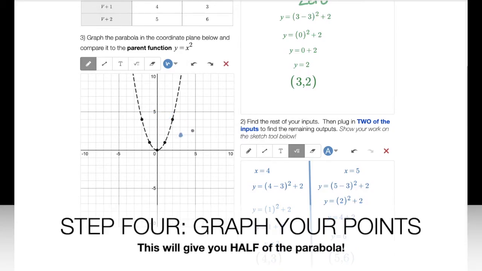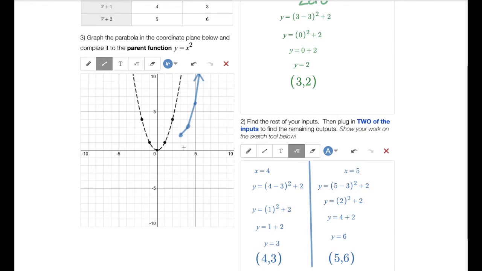Over here in the graph, I'm just going to graph those 2 points. So 1, 2, 3, 4, 1, 2, 3. 1, 2, 3, 4, 5. 1, 2, 3, 4, 5, 6. And actually, I can graph this half of my parabola. Do that again right there and right there. But notice I only have half of a parabola. I need a full parabola.